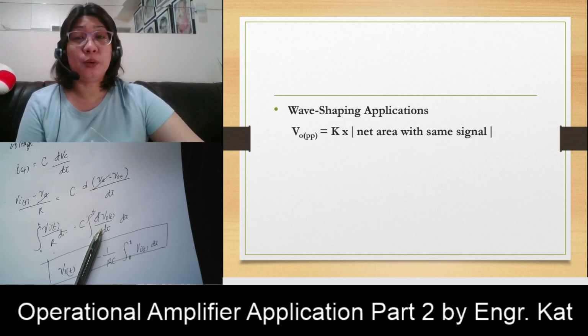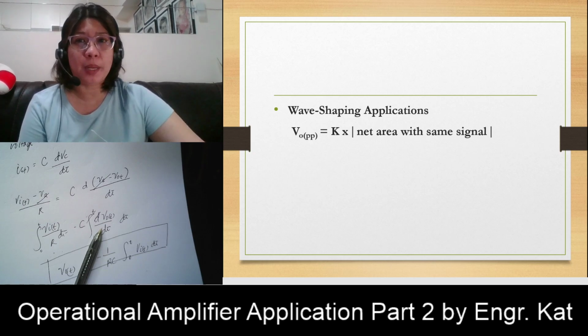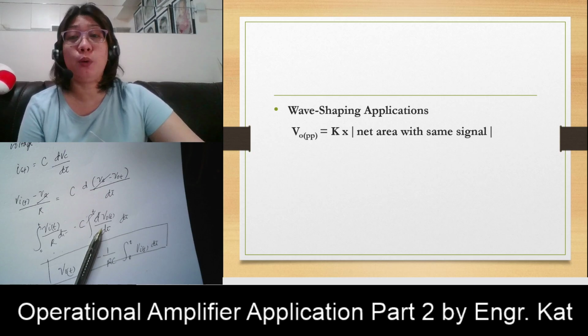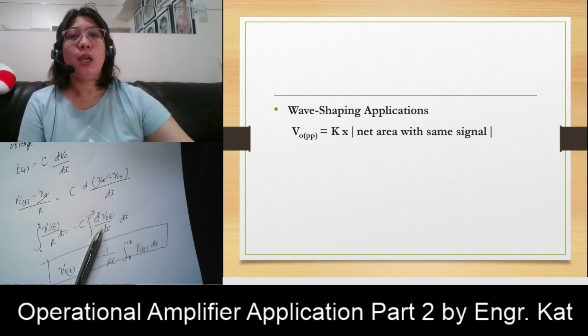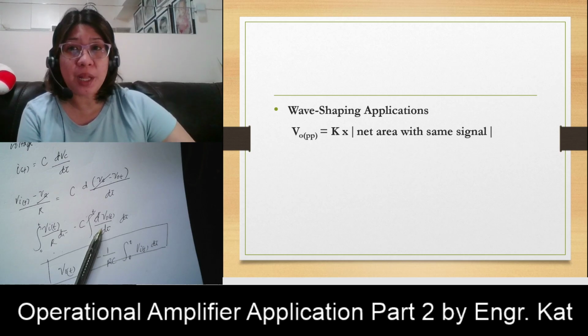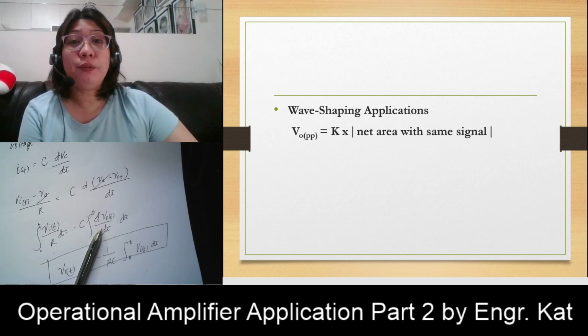So the scalar for the inverting and non-inverting amplifiers is just your Rf all over Ri, or Rf all over Ri plus 1. Our scalar here for an integrator is your negative 1 all over RC, although we don't need to place the negative sign there. For the net area, we have your absolute value sign here, so that means we do not place the negative value; we just get the amplitude of the net area having the same signal.